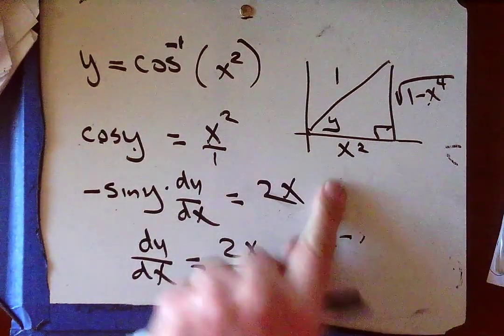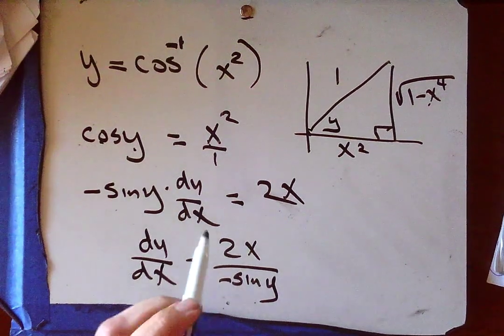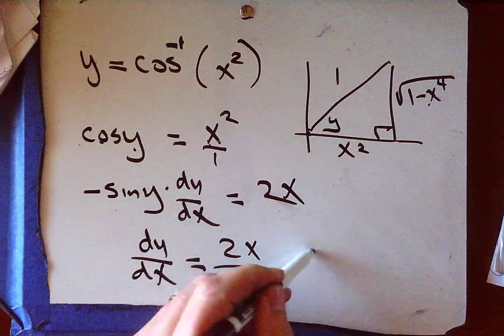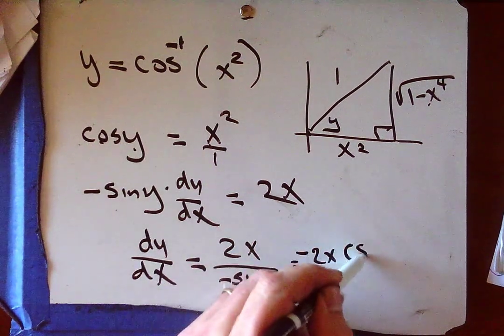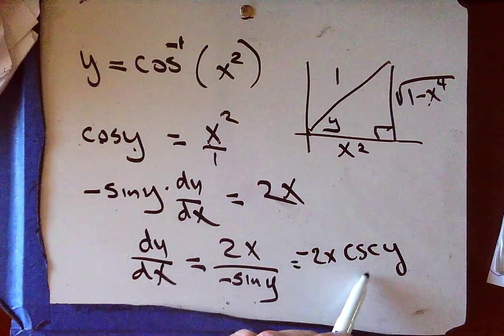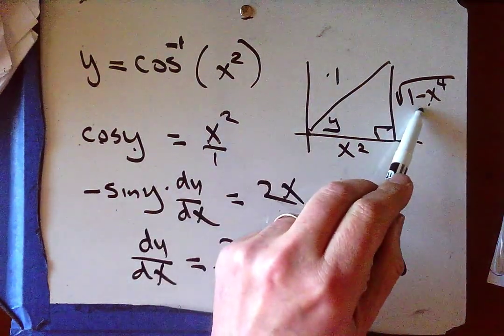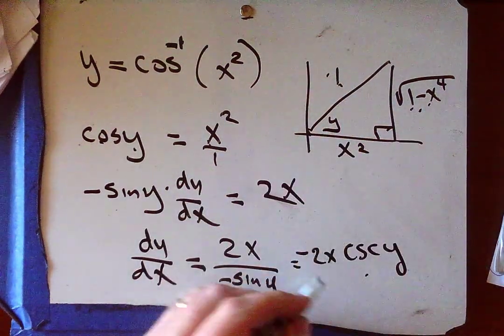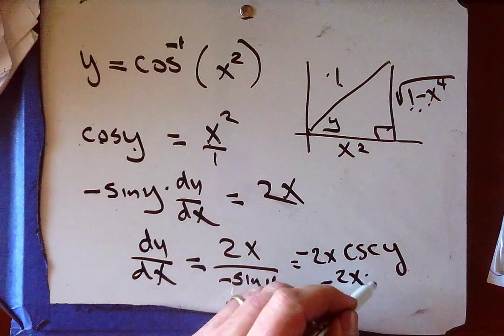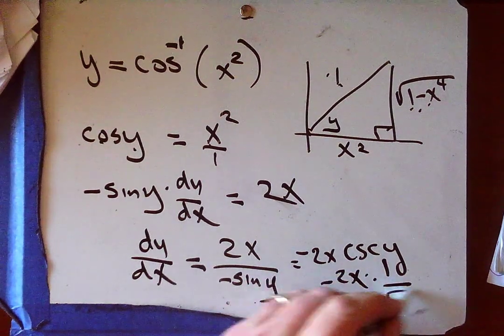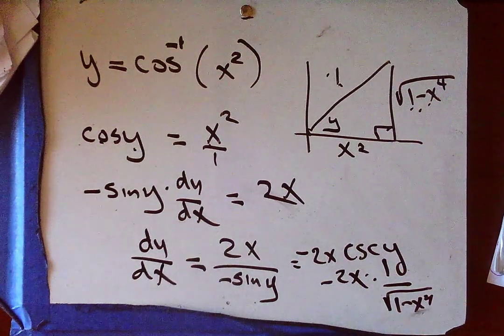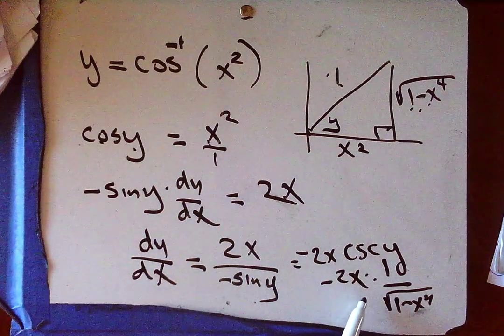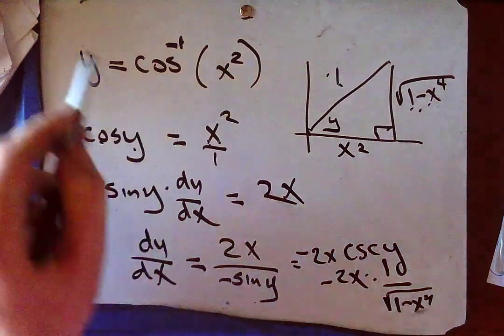All right, now, what are we looking for? Well, this is going to be negative 2x cosecant y. So cosecant y is this over this, right? Hypotenuse over opposite. So negative 2x times 1 over the square root of 1 minus x to the 4th. Yeah, there it is. That's going to be the derivative of this one.